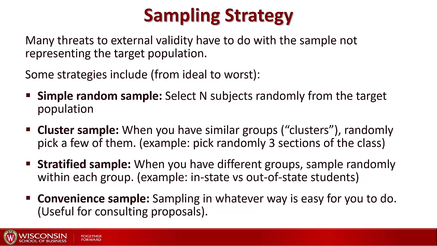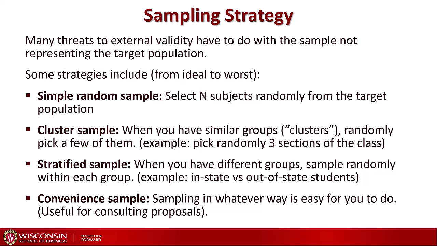Another approach is the cluster sample. That's when you have similar groups that are called clusters, and they are relatively homogeneous, they are relatively similar. For instance, the 5 sections of the class. You randomly pick a few of them and you apply one treatment to these randomly selected groups and the other treatment to the other clusters. When you have different groups but they are not identical, they are not similar, for instance, in-state and out-of-state students, then you can sample randomly within each group. So you take a group of in-state students and you randomly split them. And then you take a group of out-of-state students and you randomly split them and apply the different treatments.